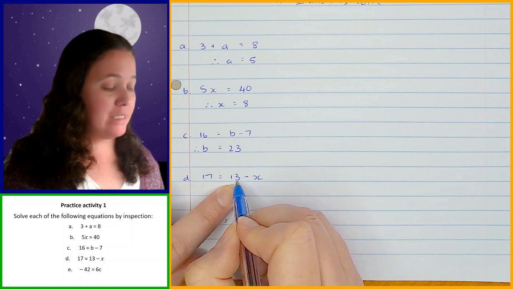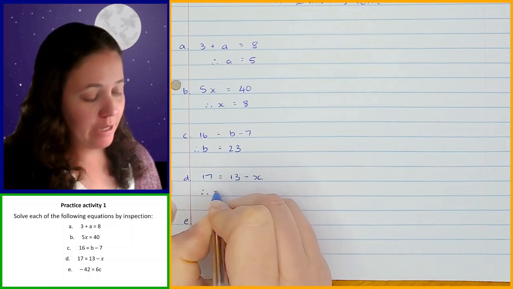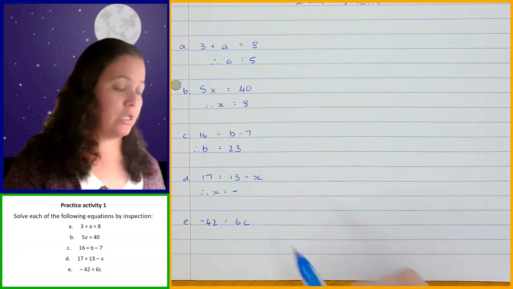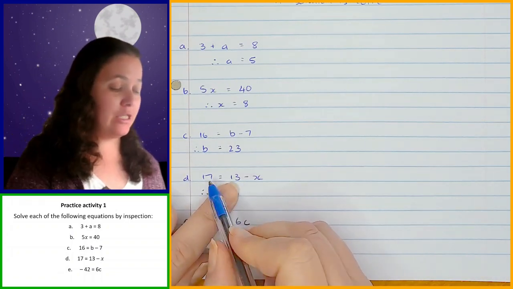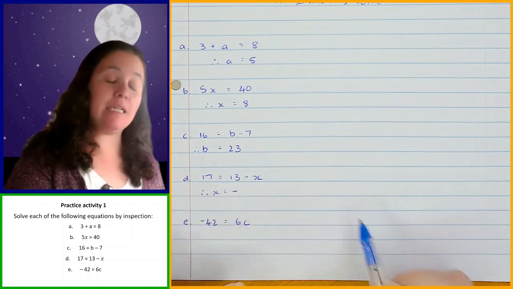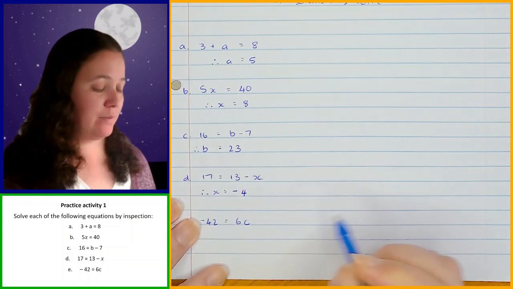Okay, so 13 minus a negative number. So x must be negative. Okay, so 13 minus negative what? I need to go from 13 to 17, I need to add 4. So that means I need to subtract negative 4. So x must be negative 4 in that one.